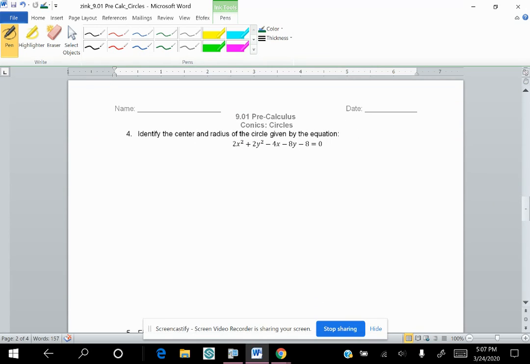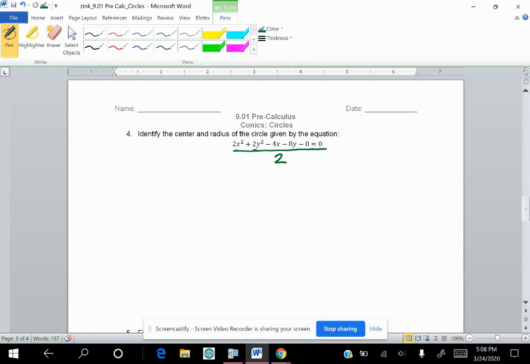Next, number 4, identify the center and radius given by the equation. So for this one, there's just a different first step. So I'm going to start this off with you. Because you have a 2 in front of both your x squared and your y squared, we're going to start by dividing both sides, everything, by 2.